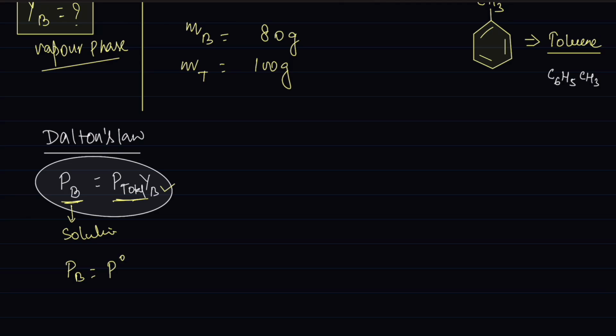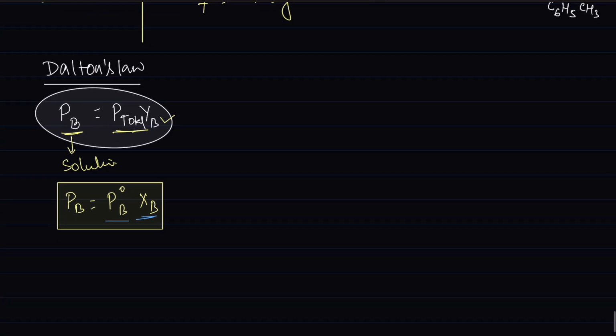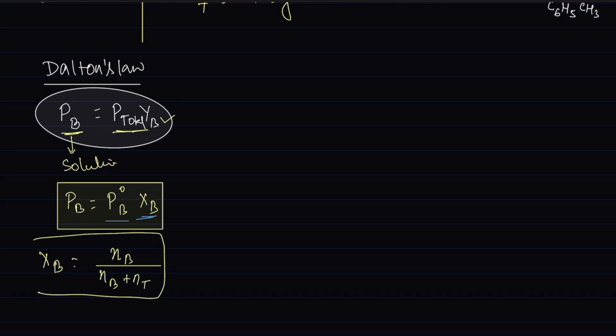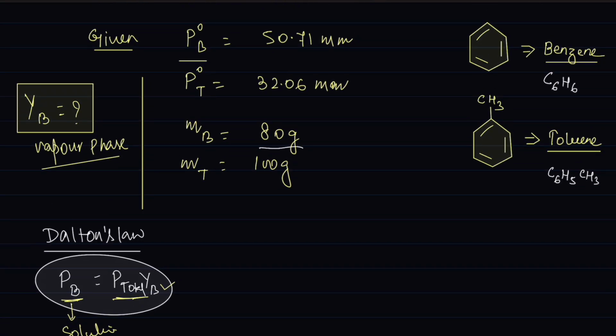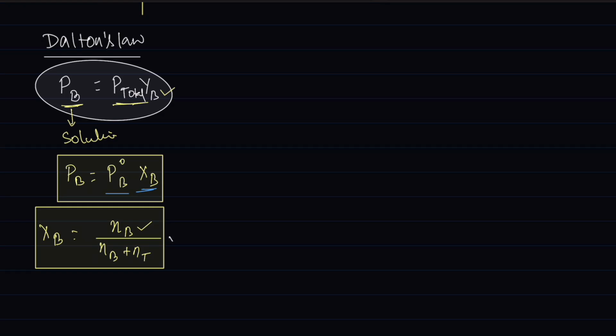PB is equal to P naught B into XB. Here P naught B is given, but mole fraction is not given. So we first find the mole fraction of benzene, which is equal to mole of benzene divided by mole of benzene plus mole of toluene. Mole of benzene we can find because mass is given, and we can find the molar mass. In the same way, mass of toluene is given and the molar mass we can find. So if we find the mole of B, then we can find PB, and substitute it here to get the value of PB.